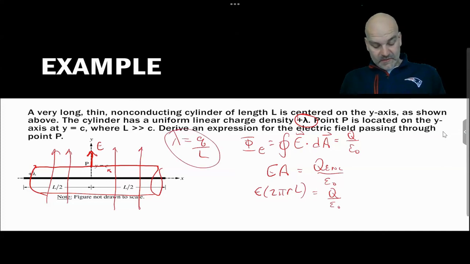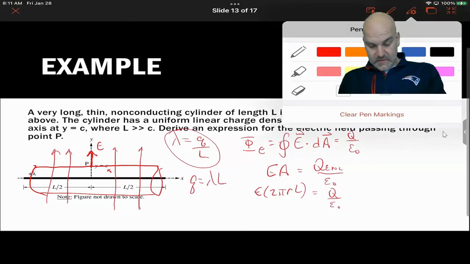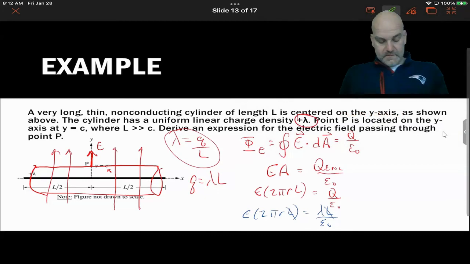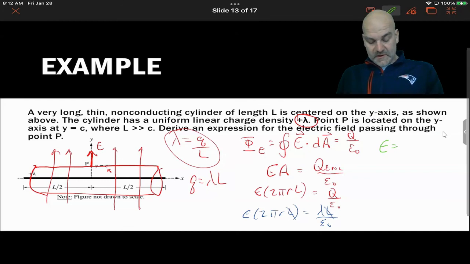Now, Q enclosed comes back to this lambda, which is going to be Q equals lambda L. So I'm going to substitute that in. I'm going to use a different color so we can start distinguishing steps. So I'm going to say E times 2 pi rL equals lambda L over epsilon naught. L's cancel, okay? And so now I'm just solving for E, and the last step we divide by that 2 pi r. And so it'd be lambda over 2 pi r epsilon naught.